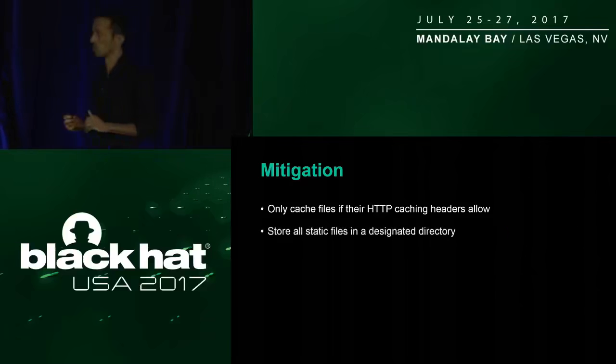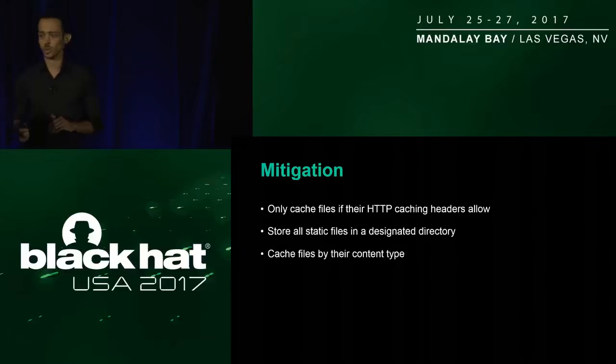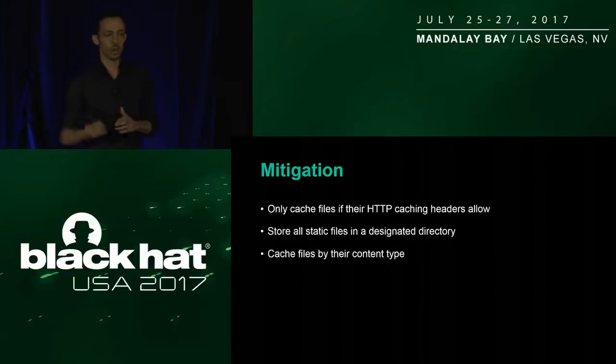Another option is to store all static files in a designated directory and to only cache this directory. You can also cache files by their content type HTTP response header. Here you depend on the technology of the caching mechanism that you are using. Some of them identify the type of file that they receive according to the end of the URL, according to its extension. Some of them do it according to the content type HTTP response header. Some of them let you choose, like Nginx. So if you can configure your caching mechanism to do it by the content type HTTP response header and not according to the end of the URL, then you should do it.